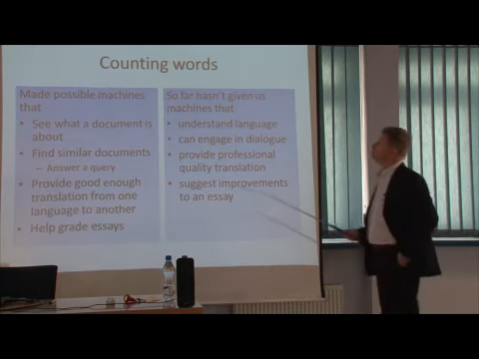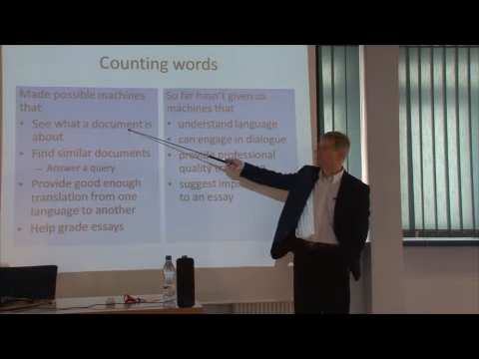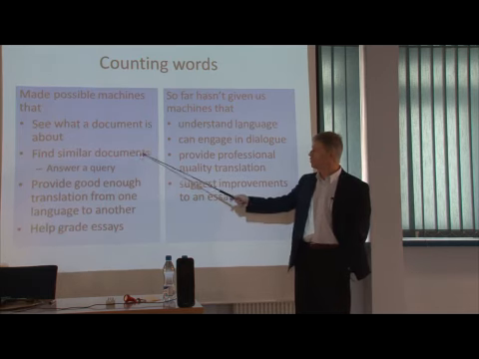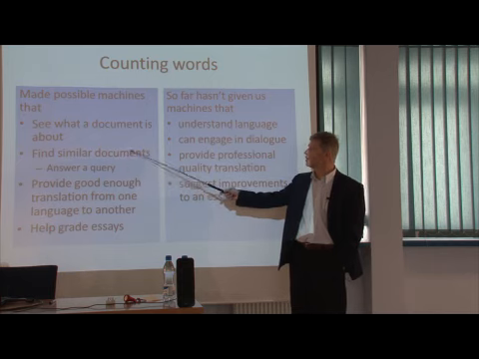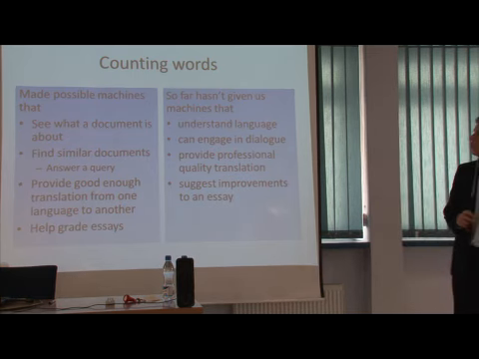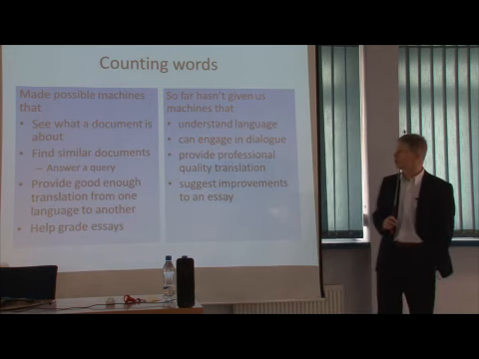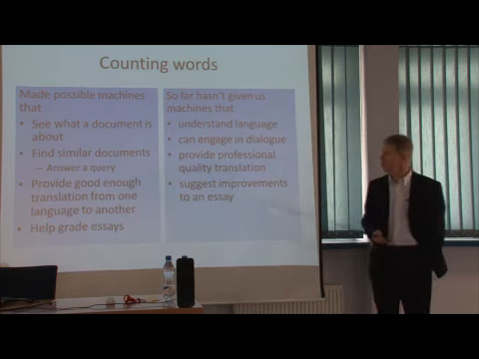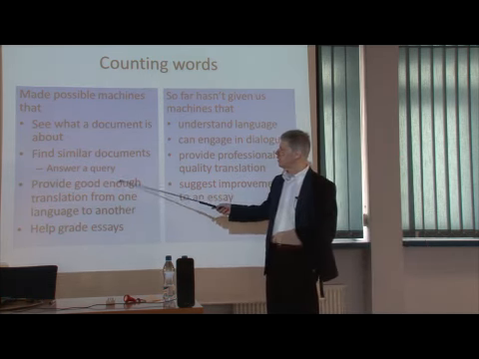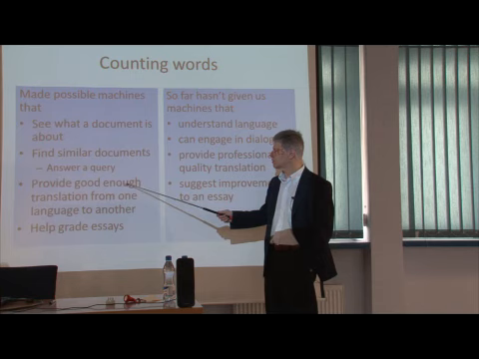So counting can be used to do many things. By counting, we can see what documents are about, as in these two examples before. We can find similar documents or answer a query. That is essentially what Google does, yes. I mean, it's a very sophisticated way to count the documents and count links between the documents, which we're going to discuss. Machine translation is essentially a very sophisticated way to count. Okay, not only, but there is quite a bit of it.